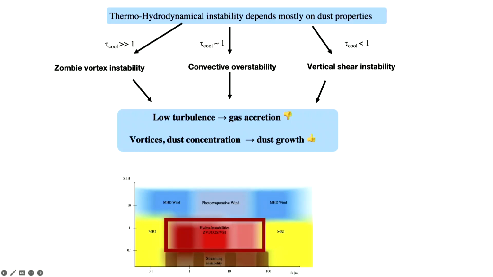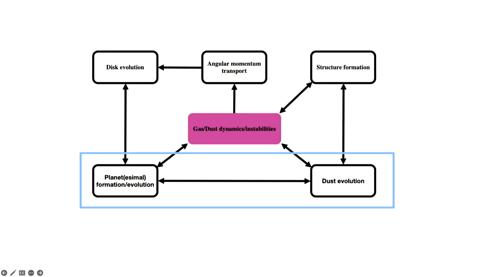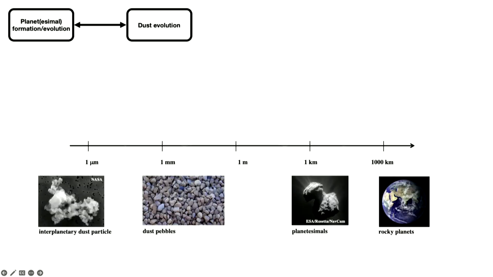Okay, so to summarize, the thermohydrodynamic instabilities are probably not relevant for the gas accretion, but I think for the dust growth, they could be very, very important because they can concentrate grains locally even further. Okay, let's move on to the part on dust.